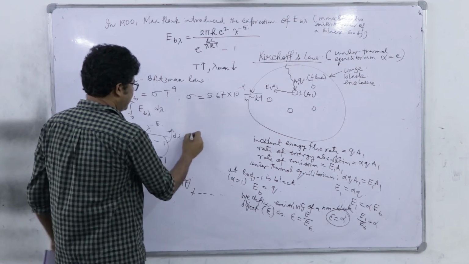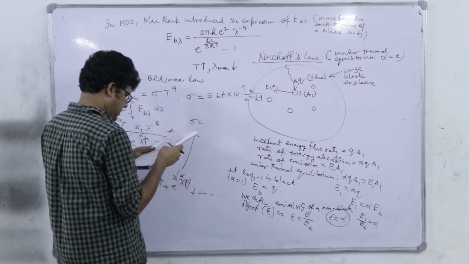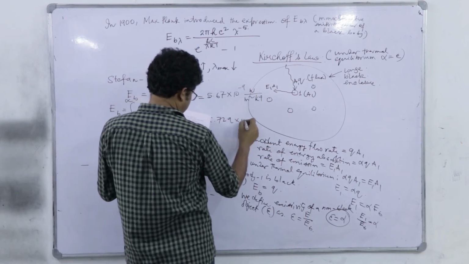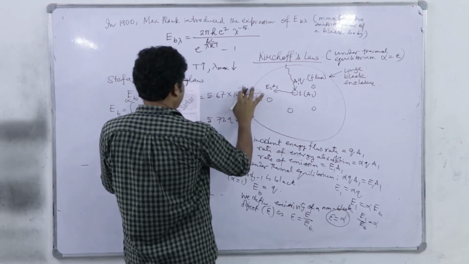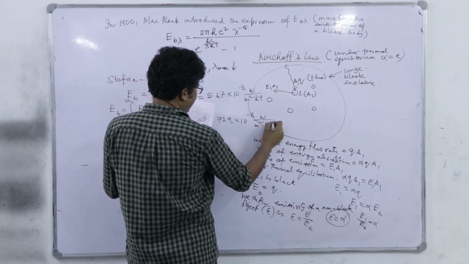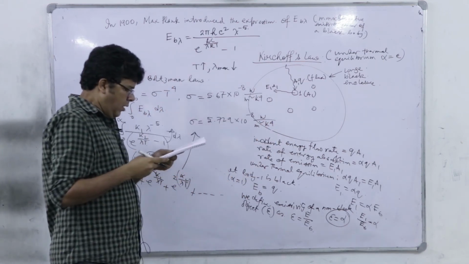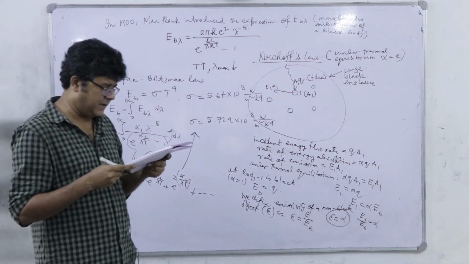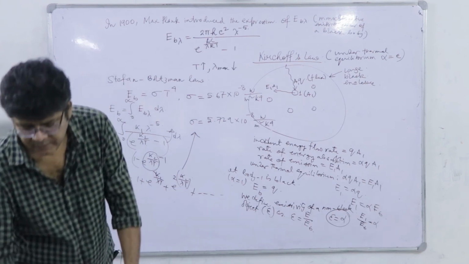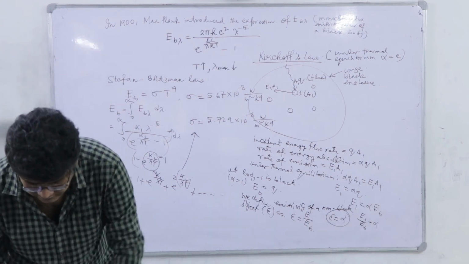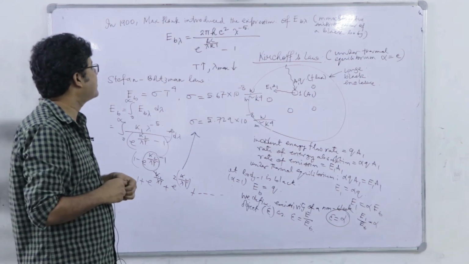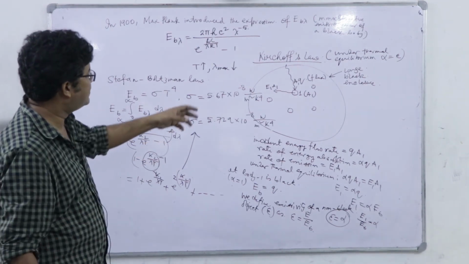Whereas from Planck's theory, it has been proposed that this is 5.729 into 10 to the power minus 8, sorry, here it is 8, watt per meter square Kelvin to the power 4. There is a slight difference, right. So, that is all about the theories of black body and the idea of non-black objects' emissivity.